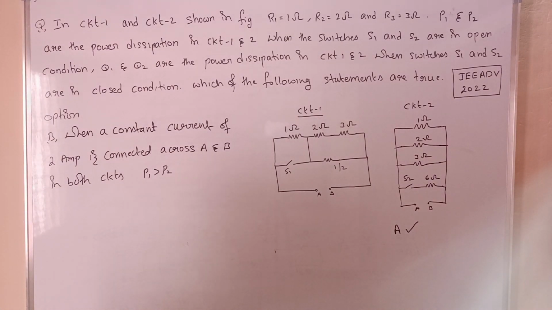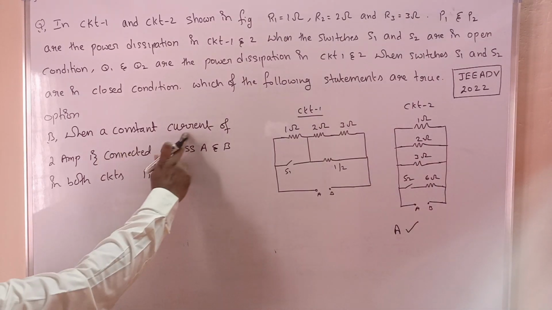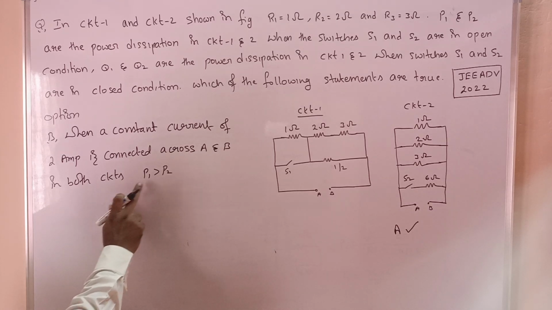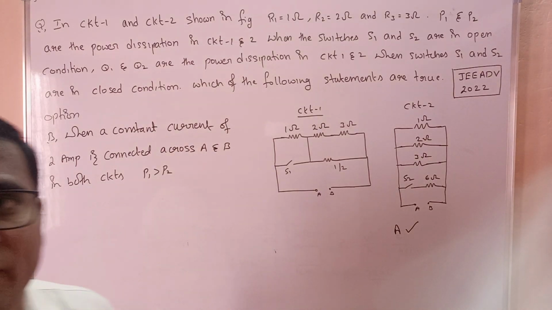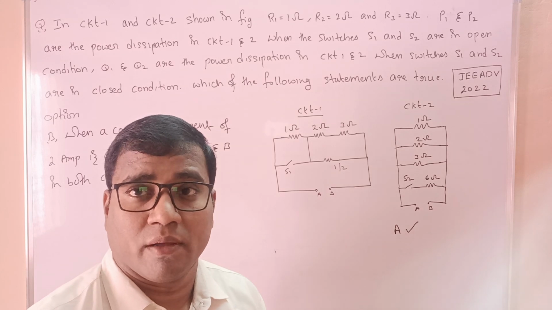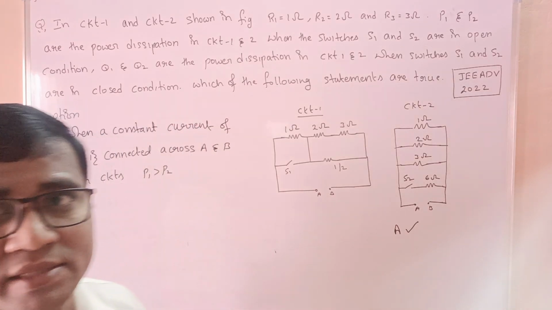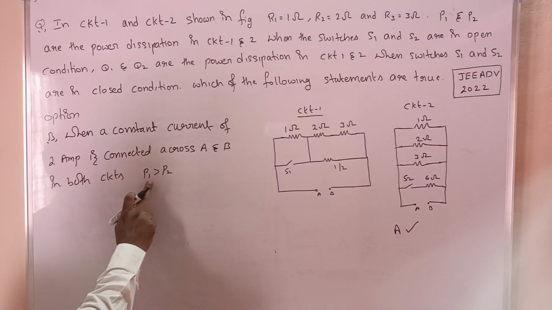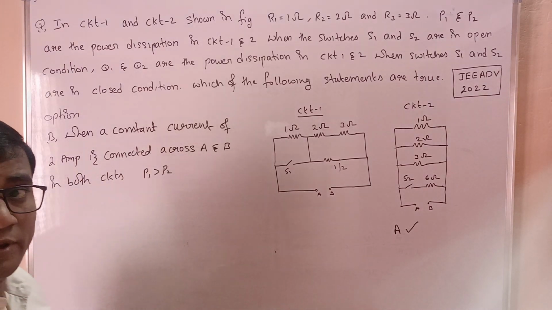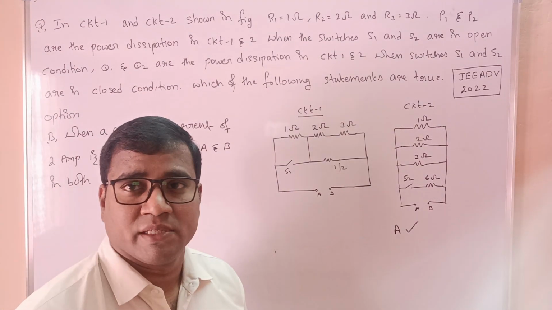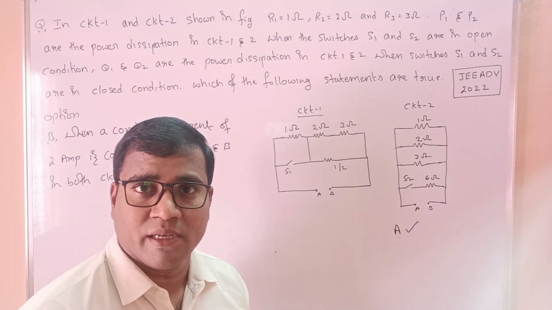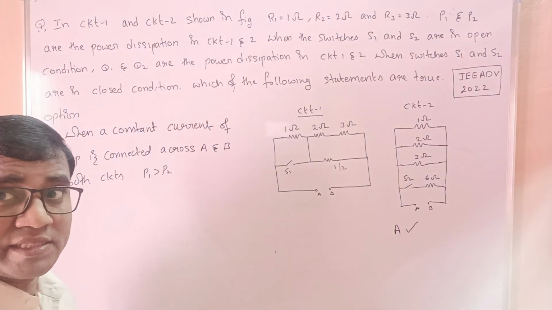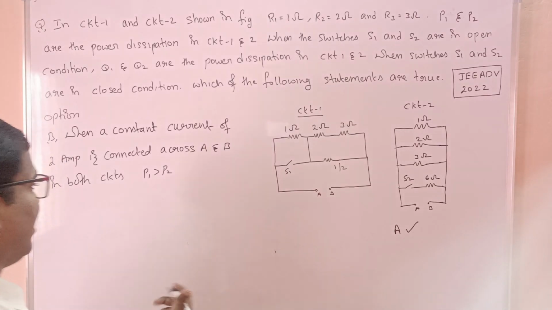See, what is the second option saying? When a constant current of 2 ampere is connected across A and B in both circuits, P1 is greater than P2. In the first option, he was saying that voltage is applied. Now here current is applied. How much current? 2 amperes. And again he is going to check P1, P2. We know P1 and P2 are the powers when the switch is in open condition. Again, we already calculated the resistance, right? I erased it, but still we will calculate again.